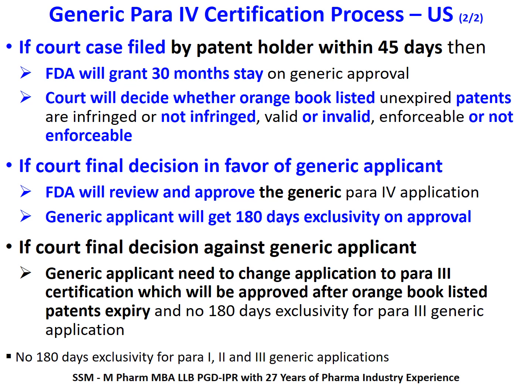But if the final court decision is against the generic applicant, then the generic applicant needs to change the application to a Para 3 certification application, which will be approved by FDA only after expiry of the Orange Book listed patents. So there will be no 180-day exclusivity for a Para 3 generic application. And also there is no 180-day exclusivity for Para 1 or Para 2 generic applications.